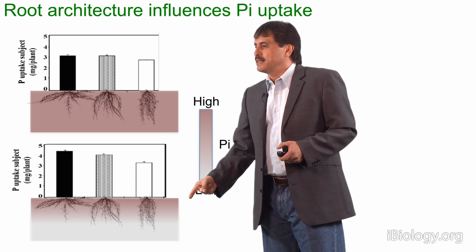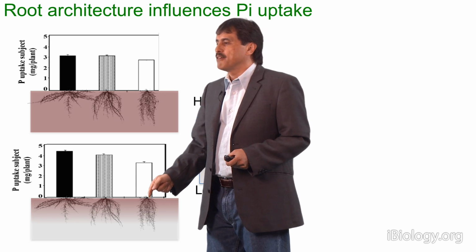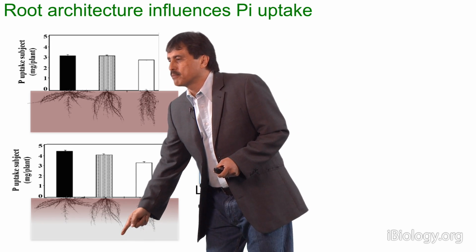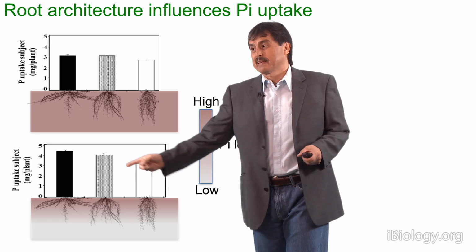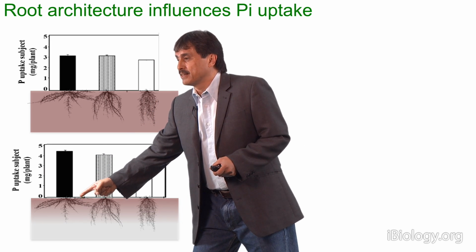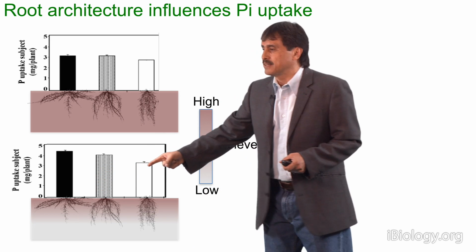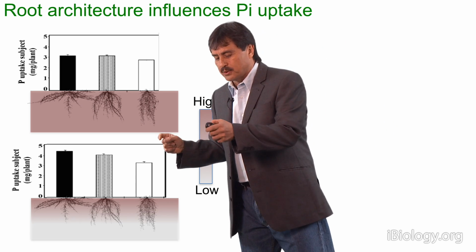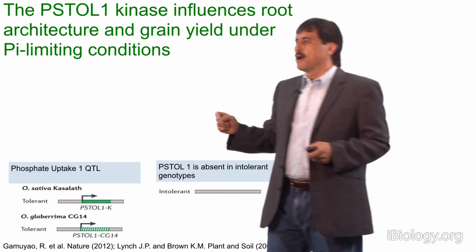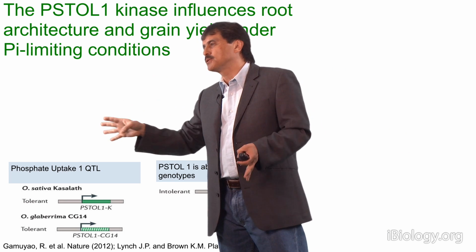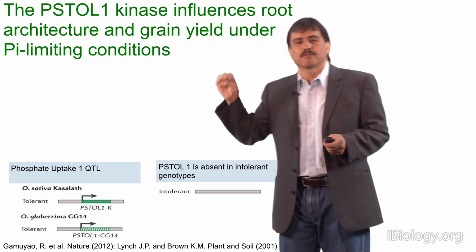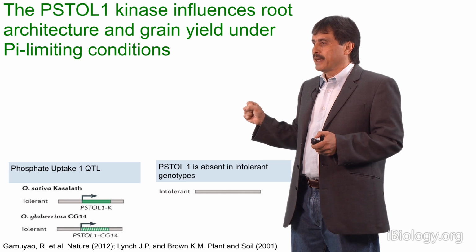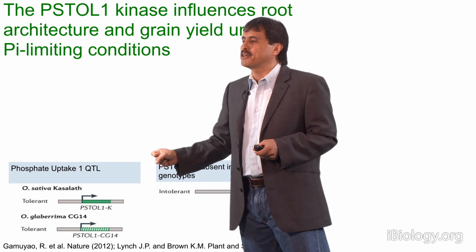But if you have a gradient, as it happens in most soils, with low phosphate availability and phosphate available only on the top layers but not on the bottom layers, this plant becomes more efficient in phosphate uptake, and this one that has long roots is less efficient. So this is a clear demonstration that root architecture has a very important role. And perhaps the most definite demonstration of the importance of root architecture in phosphate uptake is the study of the phosphate uptake 1 QTL.